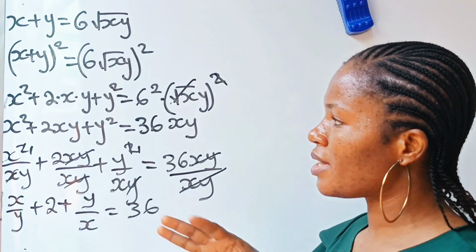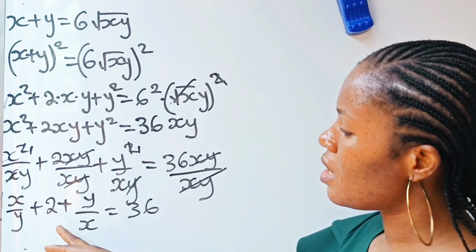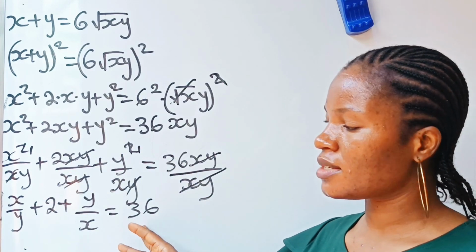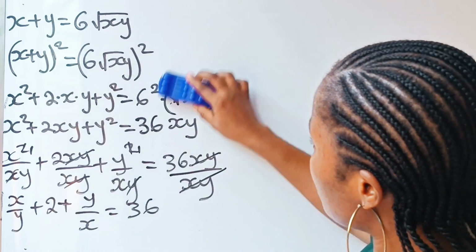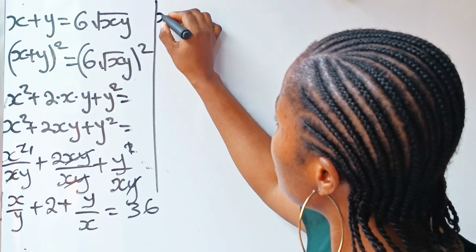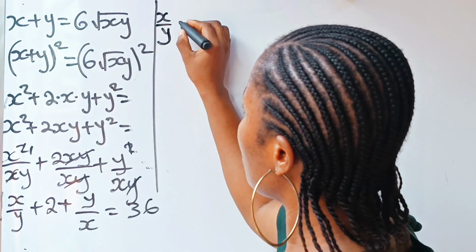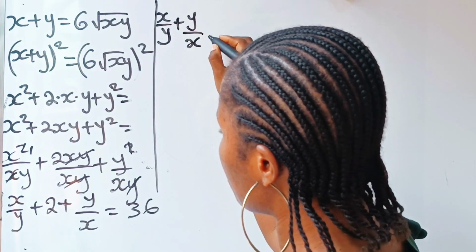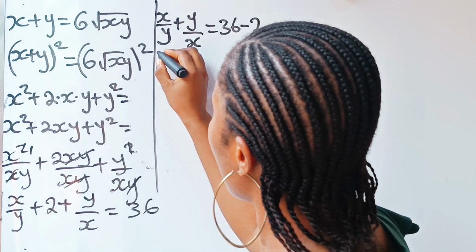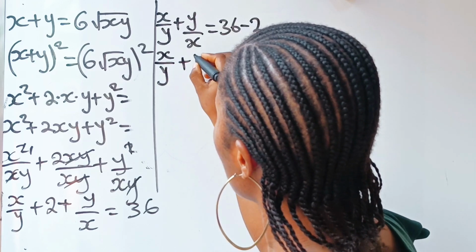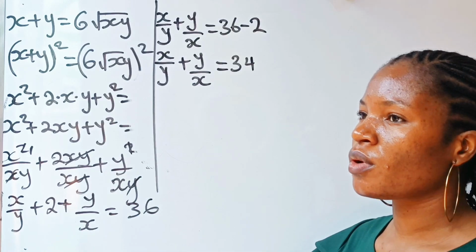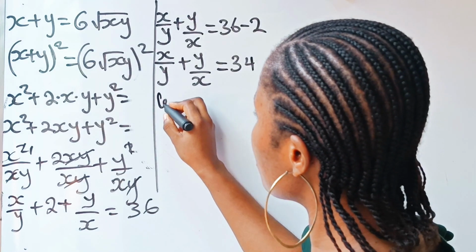Now I want our constants to be on one side, so I'm going to transfer this plus 2 to this side. When I do that, I'll have 36 minus 2 on the right hand side. Permit me to clean this. So now we have x over y plus y over x is equal to 36 minus 2. So we have x divided by y plus y divided by x is equal to 34. All right, now let us simplify this.